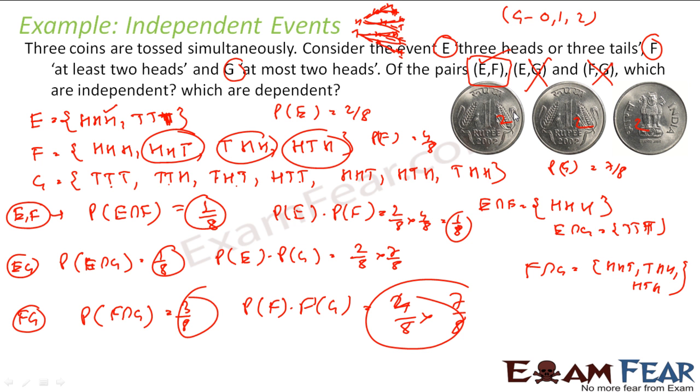So very simple, if you have 2 events, you find the probability of event 1 and event 2 and check that that is equal to probability of event 1 into probability of event 2. If they are equal, they are independent.